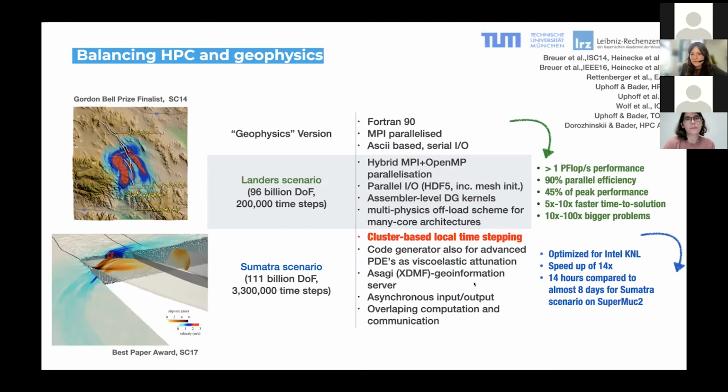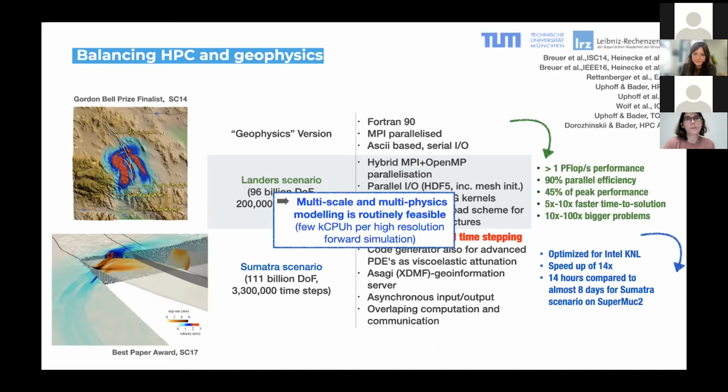We're also using input and output optimization, where a lot of work has been done. There's a geoinformation server, we have asynchronous input and output, and there's also an overlap of computation and communication. That was a speedup of a factor of 14 here. Now what we did for SC21 was basically using the same approaches, but also porting to the acoustic-tsunami problem in the same setup. But that was still a CPU optimization.